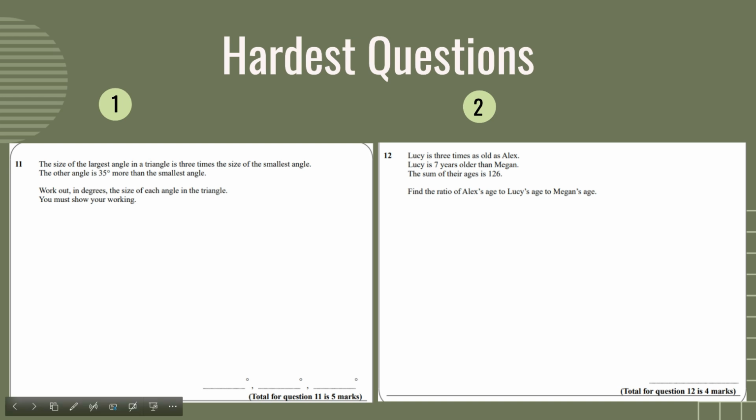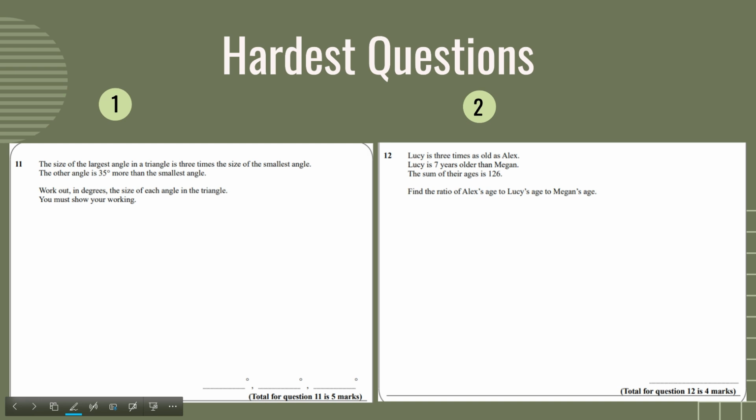Finally, let's finish off with some of the hardest questions you'll probably be asked on forming and solving equations. Have a go, pause the video, and unpause. The first question says, the size of the largest angle in the triangle is 3 times the size of the smallest angle in the triangle. The other angle is 35 degrees more than the smallest angle. Work out in degrees the size of each angle in the triangle. You must show your working.